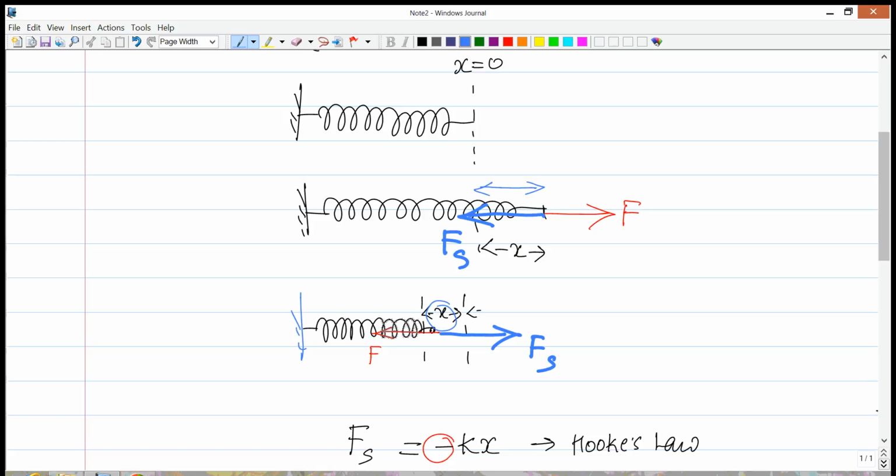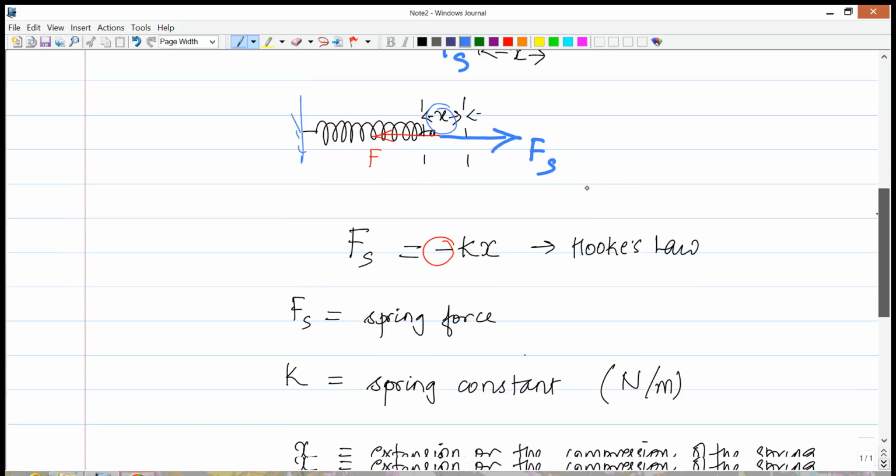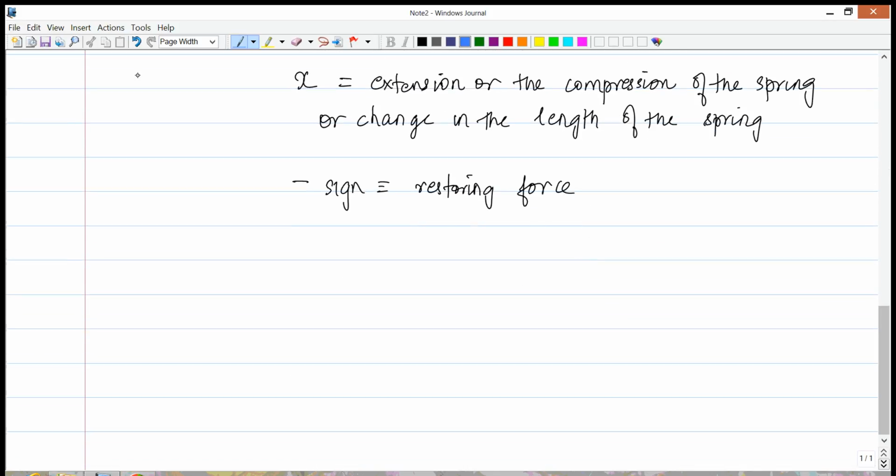Now in calculations to follow, we will actually ignore the negative sign completely, and we'll use the direction of the spring force, and that's what we'll end up using in our equations. So just keep that in mind, that the negative sign of the spring force will be ignored.